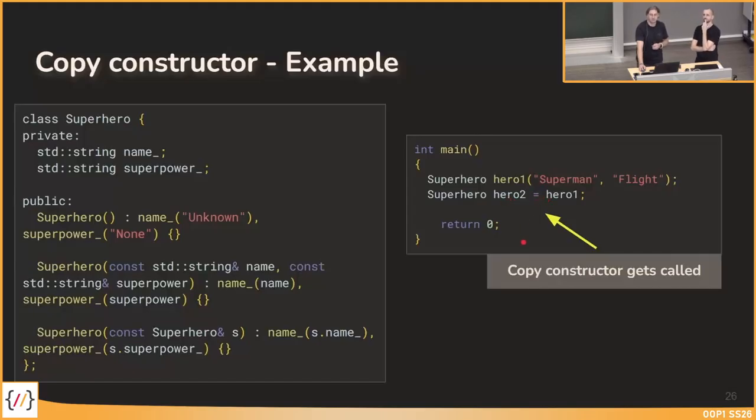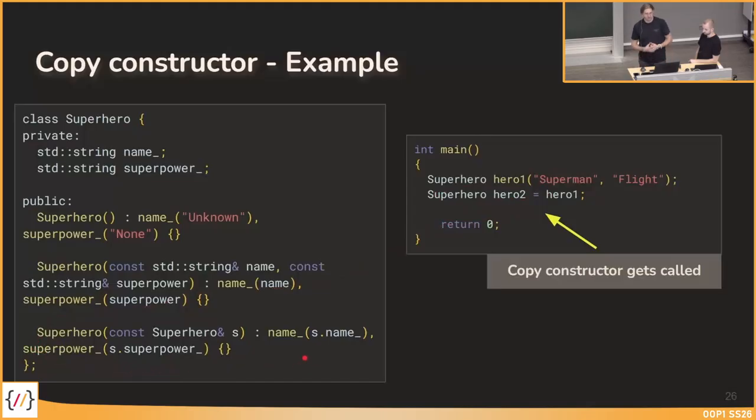But when using this assignment, and in the same expression creating a new object here, then the copy constructor gets called. So it's not hero2, then parenthesis, and hero1 in this case. We'll see that in the next slides. It's just hero2, and hero1 is assigned to hero2. And this line here calls this copy constructor.